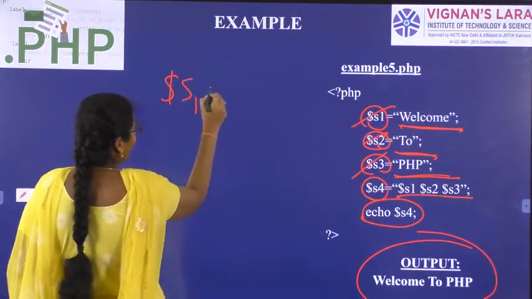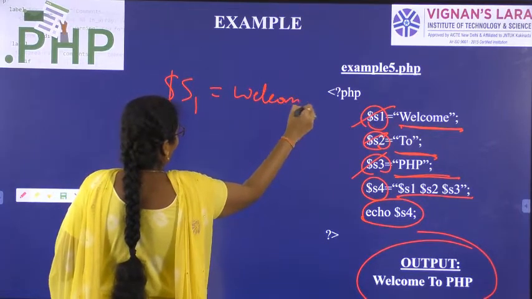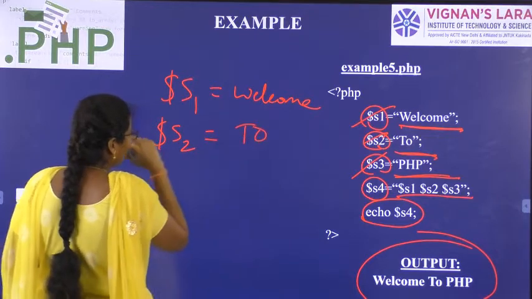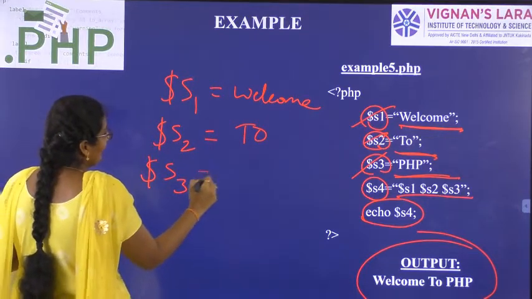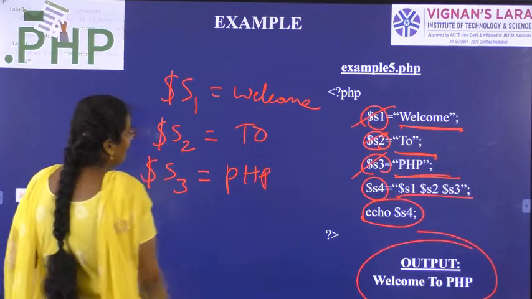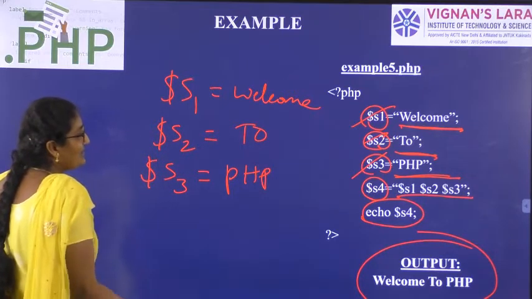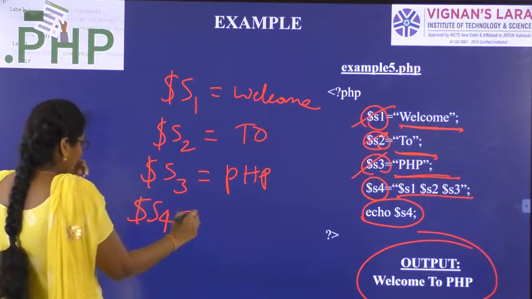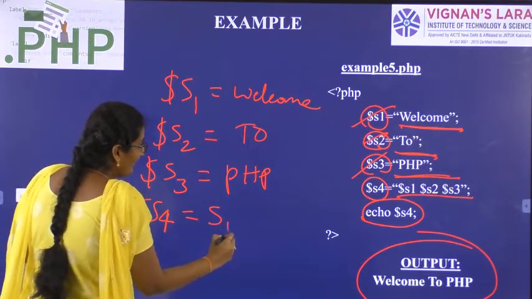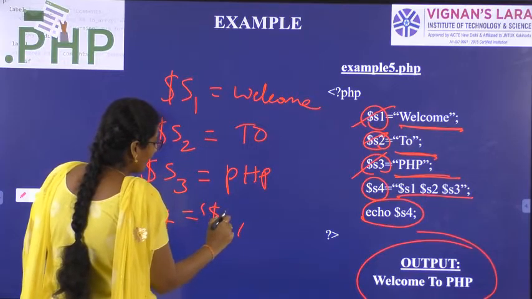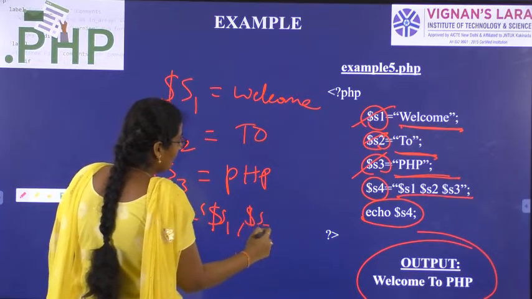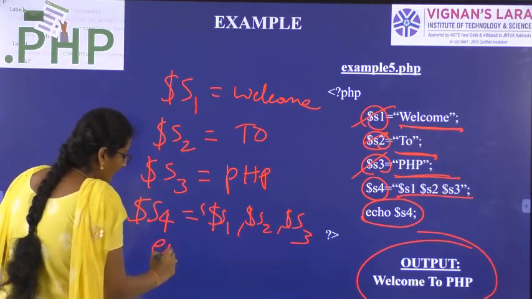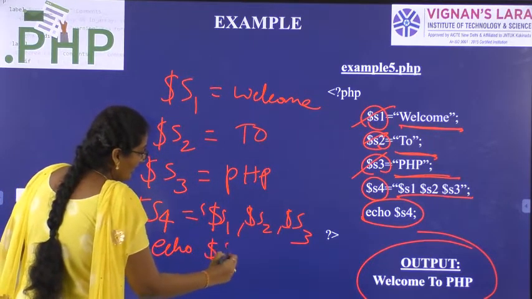So $S1 is the variable for storing welcome. $S2 is the variable for storing 2. $S3 is the variable for storing PHP. Now you want to perform string concatenation similar to other programming languages. So $S4 should concatenate $S1, $S2, $S3. By concatenating all these, I need to print $S4.